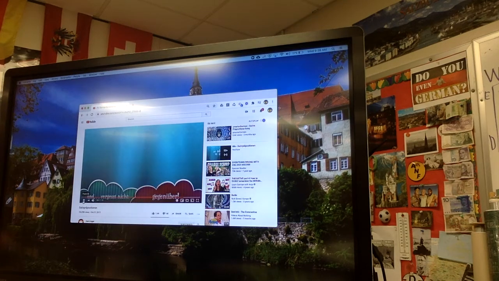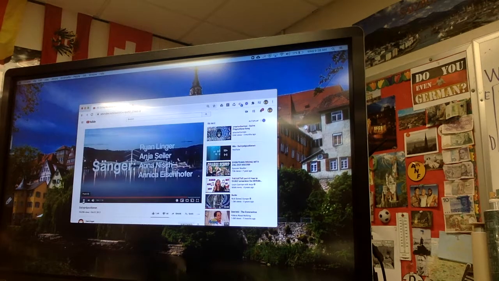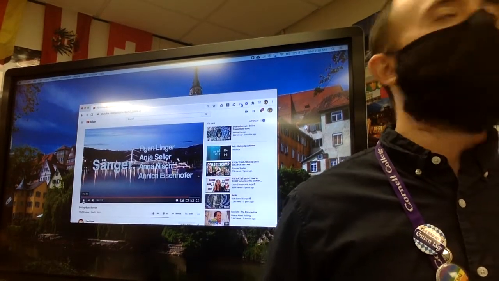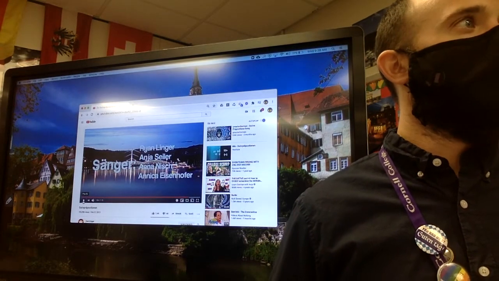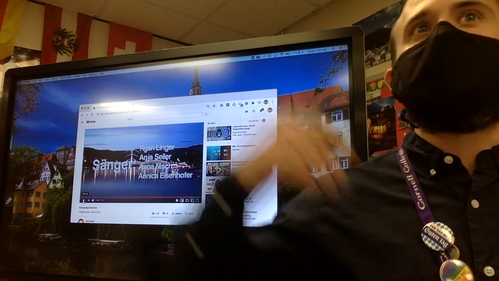Gegenüber means across from. Gegenüber is also a dative preposition, but it's not often used. It means across from. Gegenüber der Straße would be across the street.